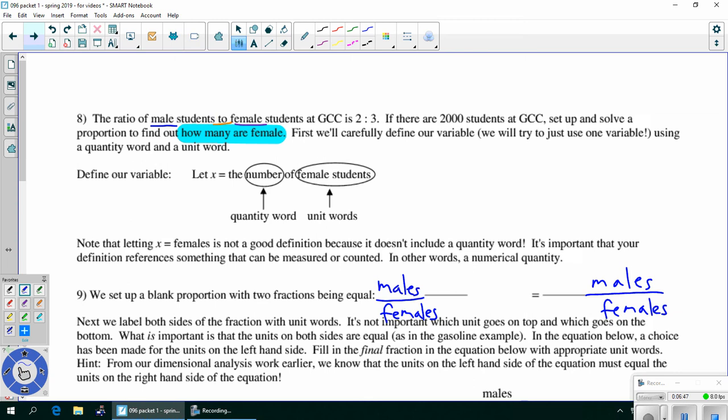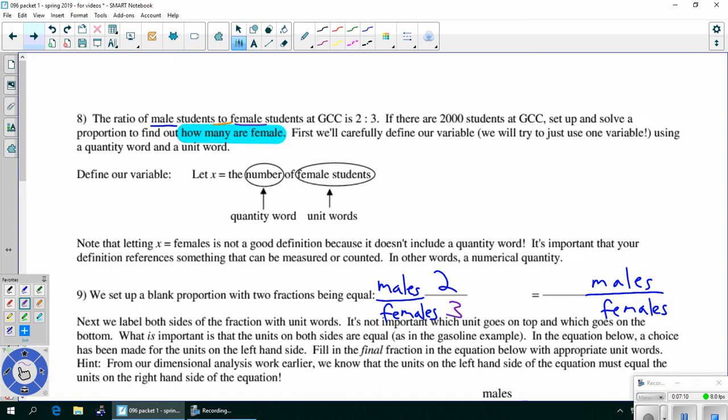Write them in. Okay, so reading the first sentence again. The ratio of male to female is 2 to 3. So that gives us the left-hand fraction. Male is in the numerator, female in the denominator. 2 to 3 right there. The word 'to' basically just means divide, but you've got to be true to the order. 2 represents males, 3 represents females.